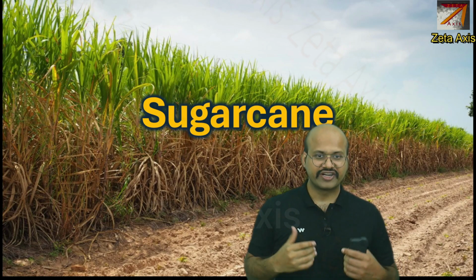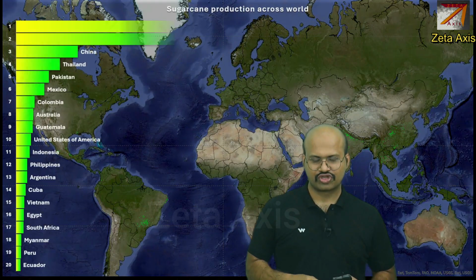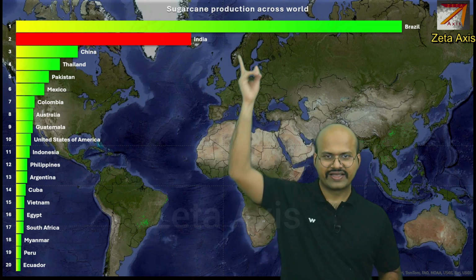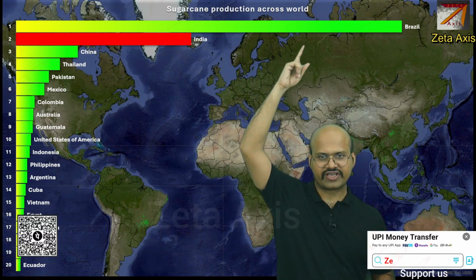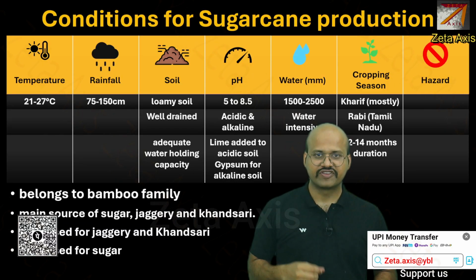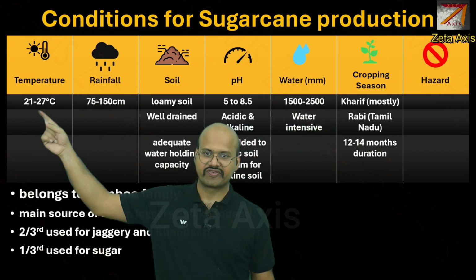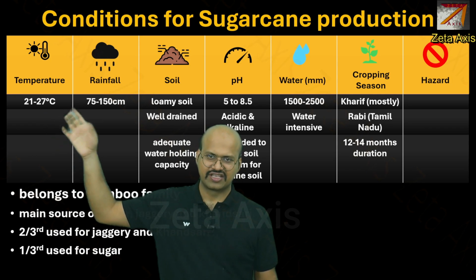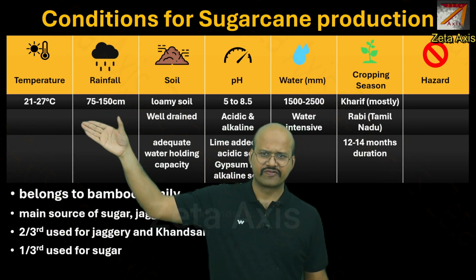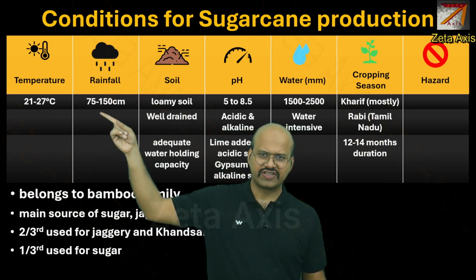Now let's see conditions for sugarcane production. If you see the global production data, then Brazil is the highest producer of sugarcane, followed by India. And if you see the conditions for sugarcane production, then it requires slightly warmer atmosphere from 21 to 27 degrees Celsius. It also requires slightly higher rainfall from 75 to 150 centimeter.